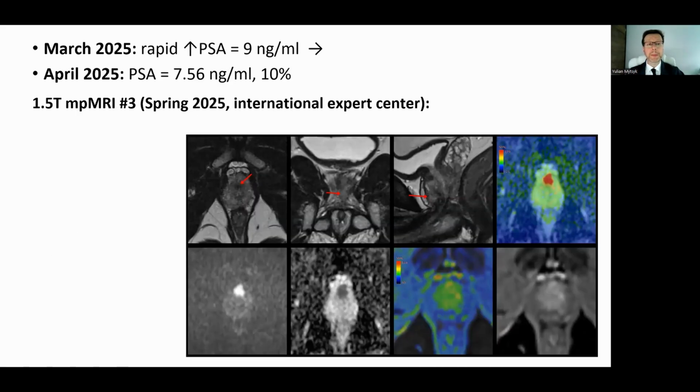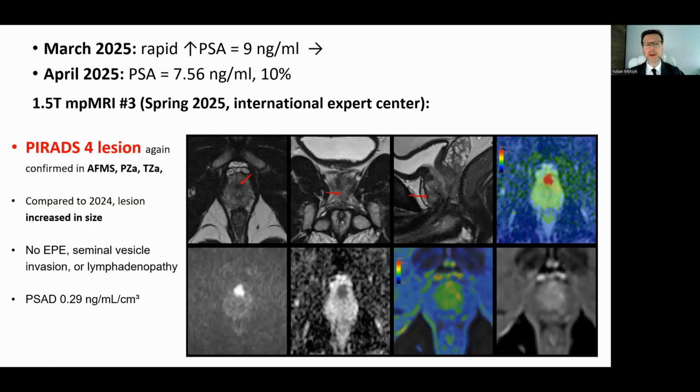The patient was recommended to undergo regular PSA monitoring and, if the PSA rises, to repeat the MRI. In March of this year, a rapid PSA rise up to 9 nanograms per milliliter was observed, followed by a slight decrease, and the PSA ratio was 10% at the time. So the patient underwent a third MRI in an international expert center, and finally a PI-RADS 4 lesion was observed in the same location as previously.